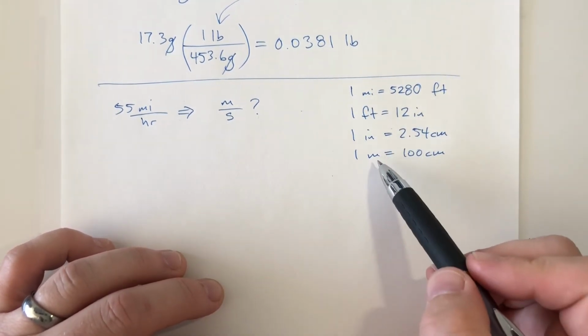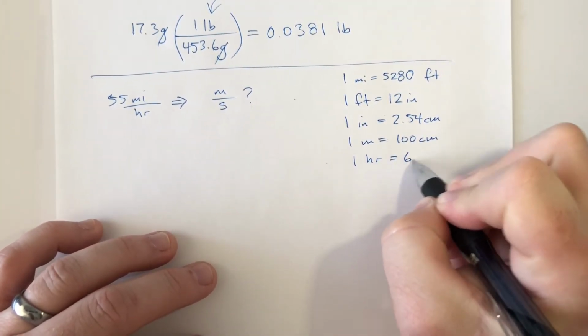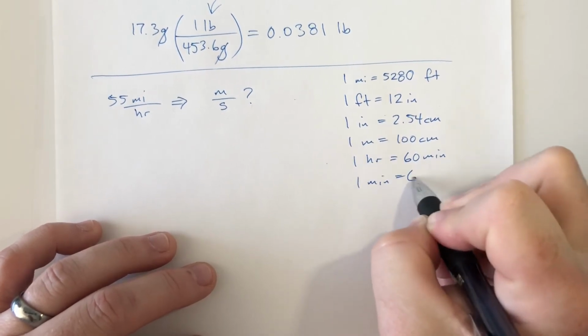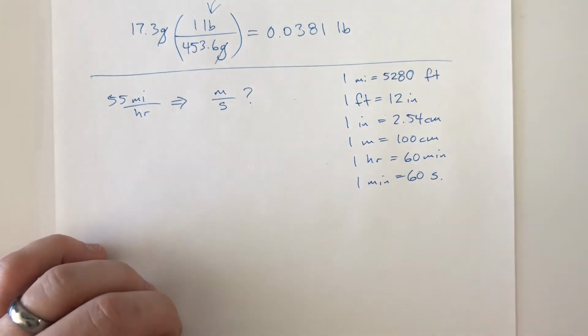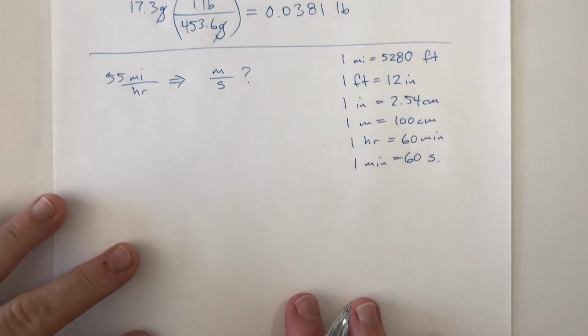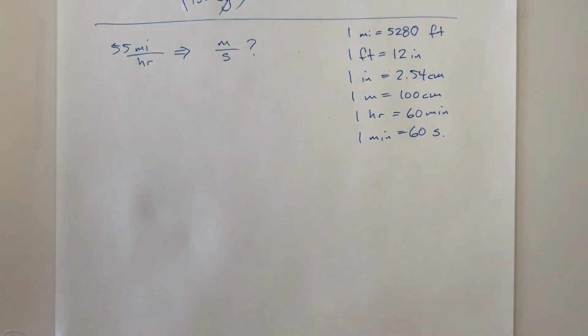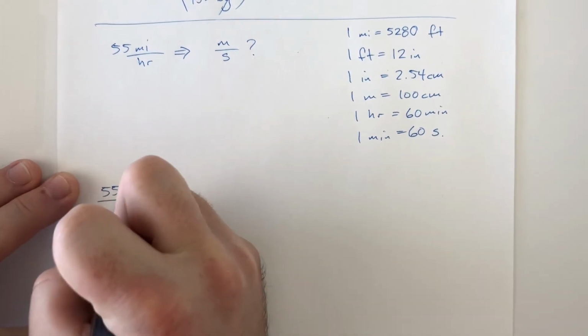miles to meters. I also know that 1 hour is 60 minutes and I know that 1 minute is 60 seconds. So I can convert from hours to seconds in a couple steps. So this is going to take a lot of steps, but it's the same process. You just pile them all together and cancel out the units as you go. So 55 miles per hour.